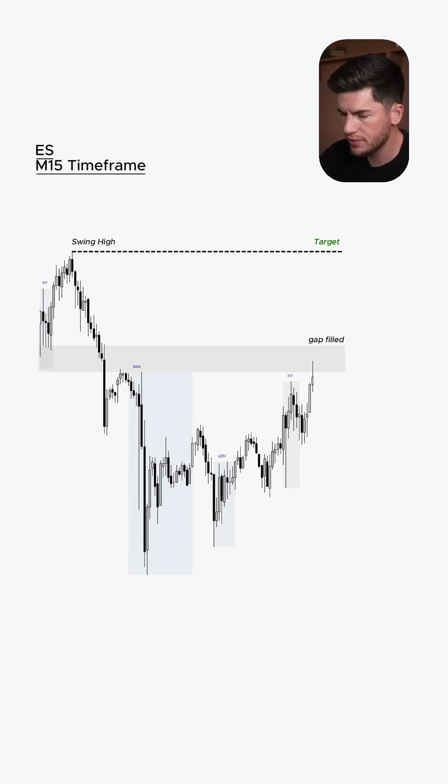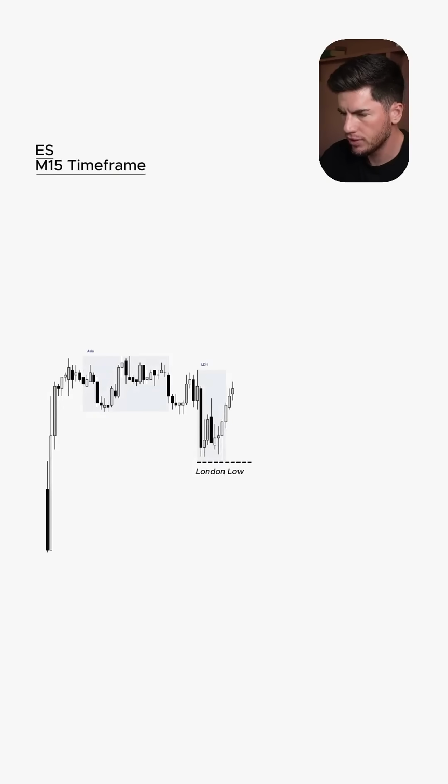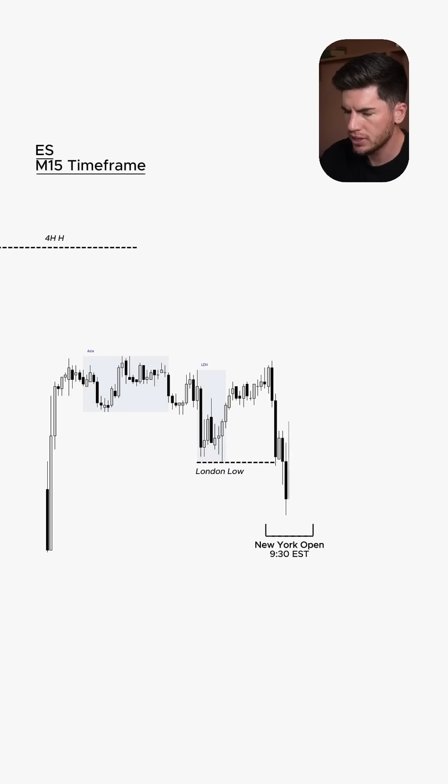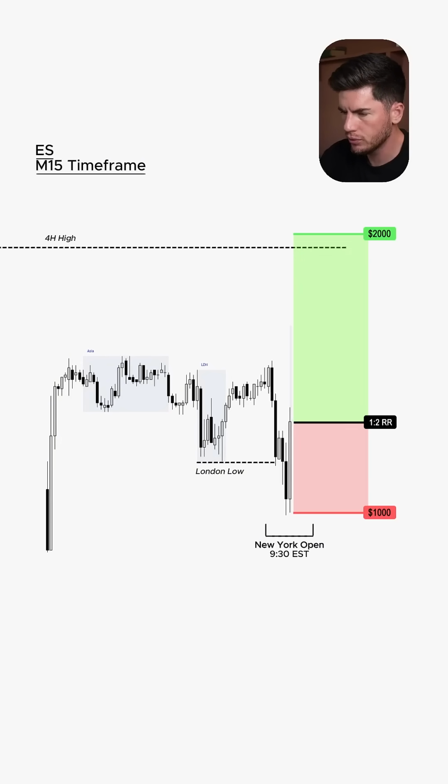So we simply wait for the next day. We mark out the lowest point of London and wait for New York open for timing and a bullish 15-minute retrace candle to close before taking our entry and targeting the structural high. Notice how the trade plays out.